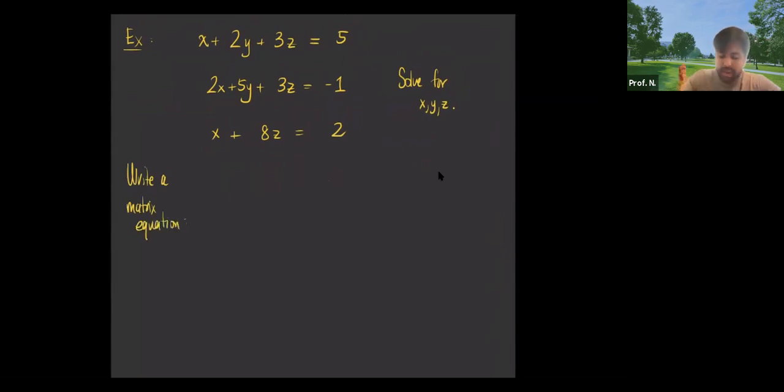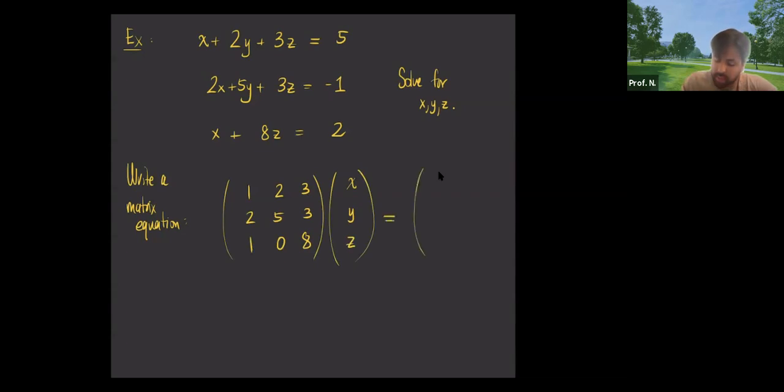So instead of dealing with this system as equations, we deal with it as a matrix. We have a coefficient matrix 1, 2, 3, 2, 5, 3, and 1, 0, 8. Then we have a column vector for the variables, and this equals another column vector, which are the numbers on the right side of the equation. And so this looks like a matrix times a column vector equals b, the column vector.